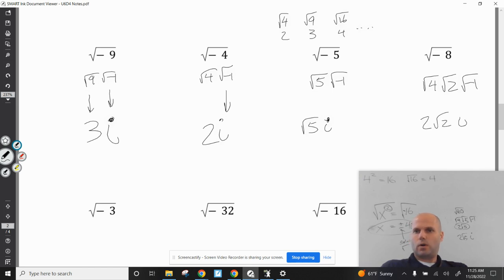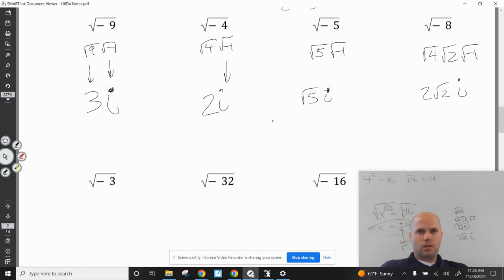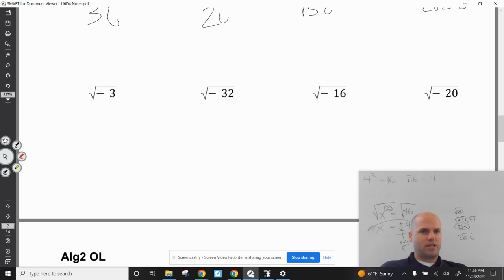2 root 2 i. Now, what I tell my students is, you don't have to worry about this square root of negative 1. Just pretend this is positive. Simplify it. Make sure you have an i after it. Okay? They're not real numbers. They are imaginary.